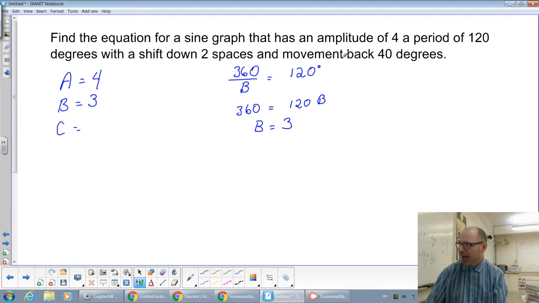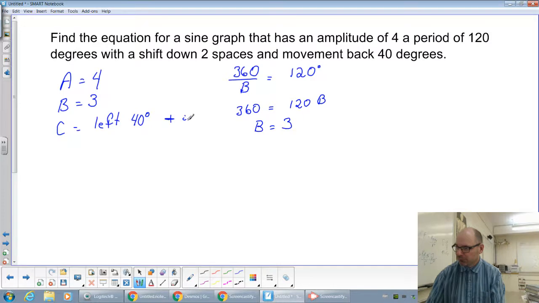C: there is a movement back. That means backwards, so it's going to go left 40 degrees. So the sign in the brackets is going to be positive. And D is down 2 spaces, so D is -2.